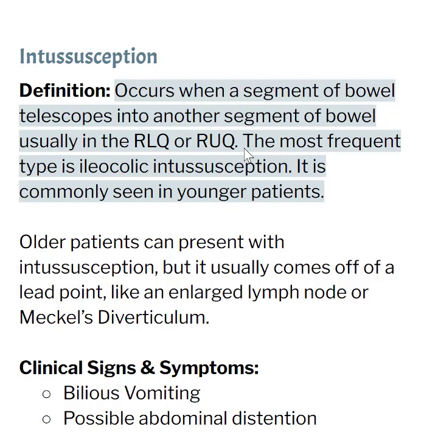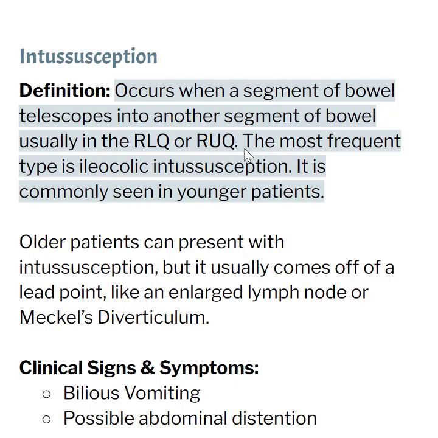Another gastrointestinal pathology that we come across quite often is something called intussusception. Intussusception occurs when a segment of bowel telescopes into another segment of bowel. We most commonly see these in the right lower quadrant or in the right upper quadrant. And the type that we most frequently see is the ileocolic intussusception.